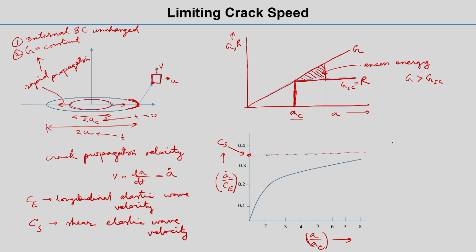I am not going to show you the derivation, but generally the crack propagation velocity ȧ has a relation like 0.38 C_E (1 minus a_c by a). So here we showed a by a_c, and this is the inverse of it. So a by a_c is the normalized crack size, you can write it this way.